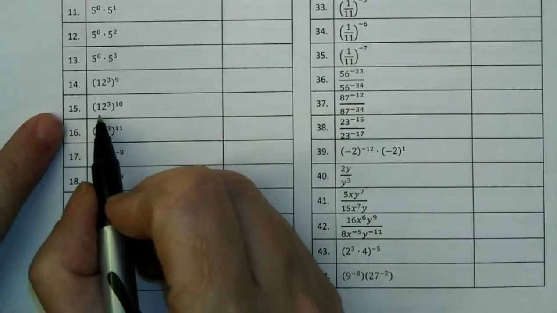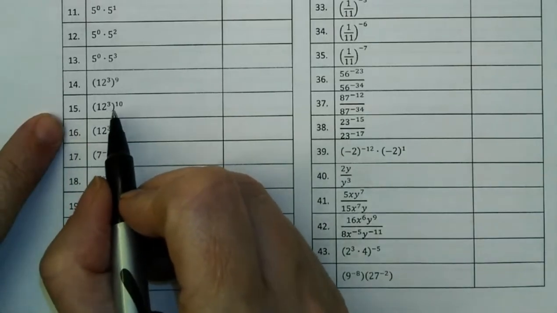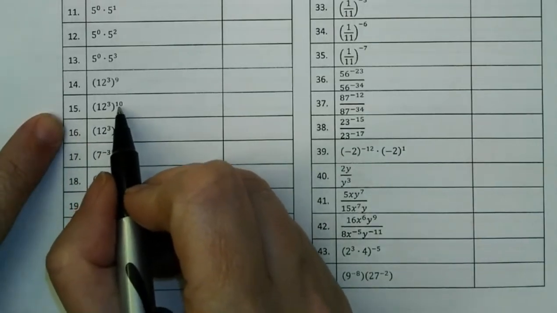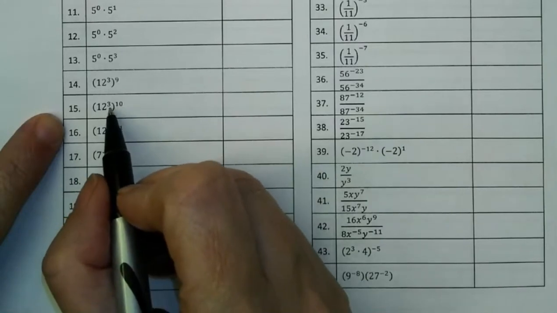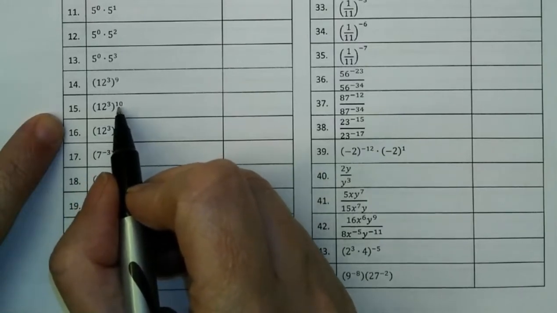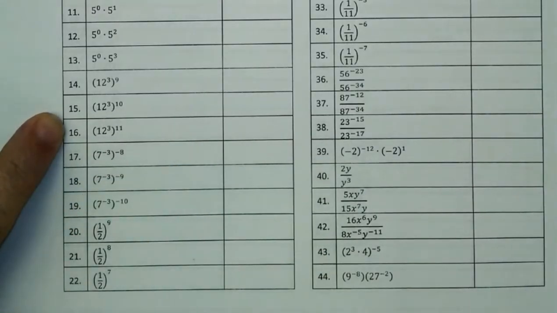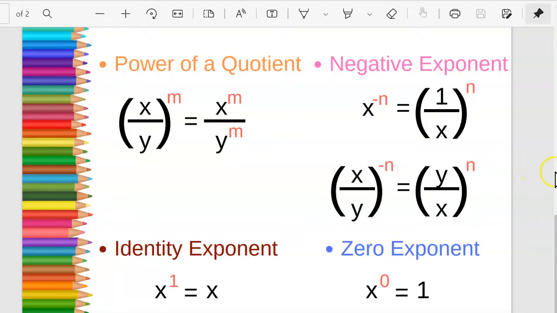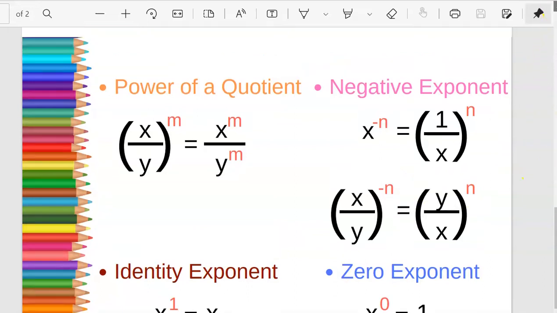Number 15, you have 12 to the 3rd power, and you're raising it to the 10th power. 12 to the 3rd power raised to the 10th power. So we've got another new rule here. And again, all these rules are what we practiced in class that you should have in your notes.